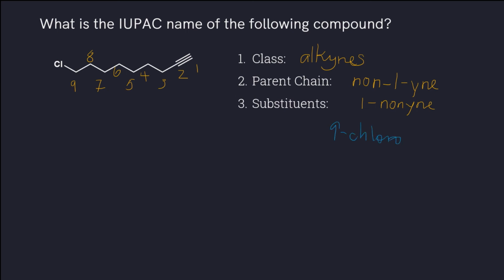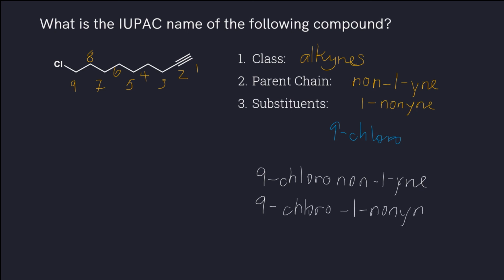So the name of this compound is 9-chloro-non-1-yne or 9-chloro-1-nonyne. Either one is acceptable. However, again, the first one has the locant beside the yne, which is preferred in the IUPAC system.